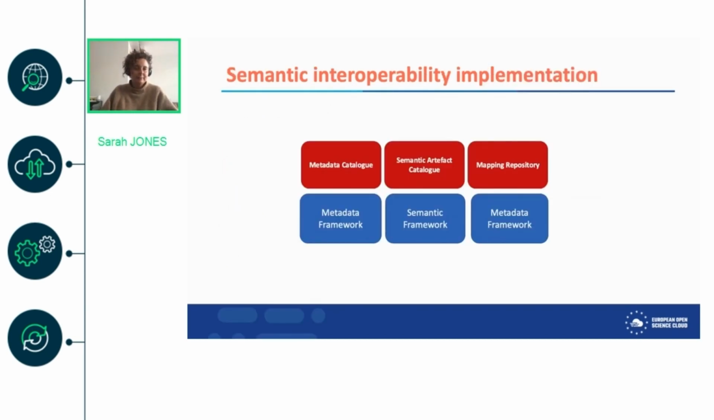So to dig in a little bit on the semantic interoperability implementation, there are a few layers to this. Obviously, we need the metadata catalog and the crosswalk so that we can have this common search. But we also need semantic artifact catalogs. We need to understand the different ontologies and what's meant by those different terms that are being used. And critical to this is the mapping repository so that we understand one standard and how it aligns with another.